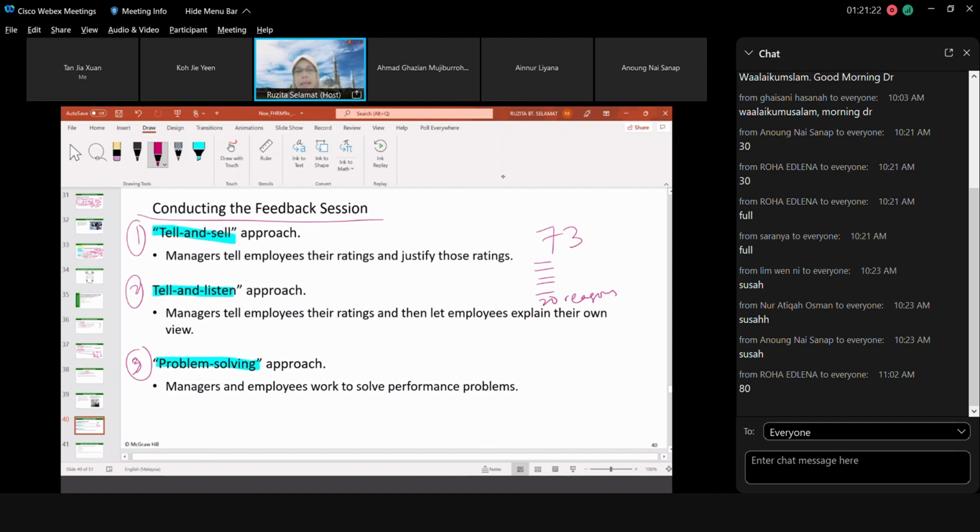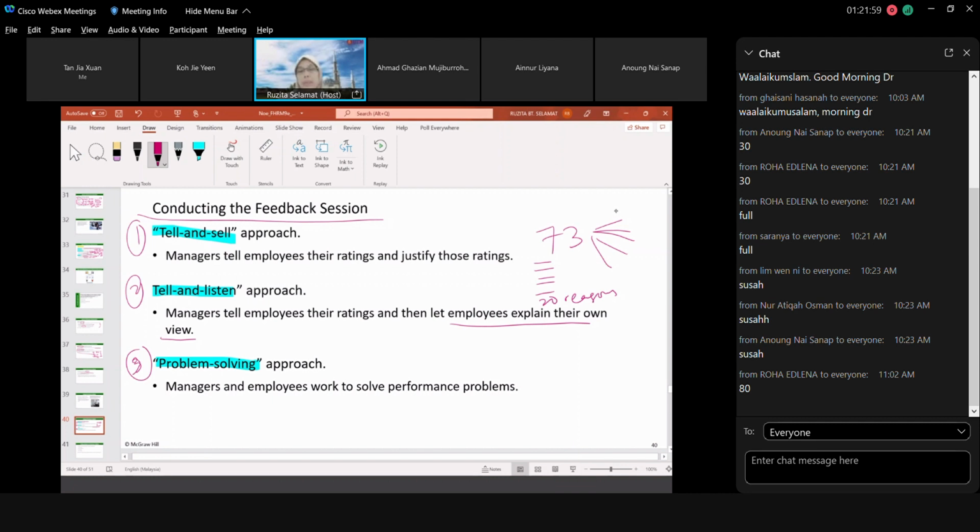Number 2, tell and listen. That is, inform, then ask employees for their views, for their opinion. Okay, Saranya, you get 73 for this year. Do you have any comment on this mark? What is your feedback on this mark? So kita akan record. Saranya says 1, 2, 3, 4, 5 feedback. Meaning the boss gives opportunity. Employees are given the opportunity untuk memberikan dia punya feedback terhadap markah yang mereka perolehi. Right?